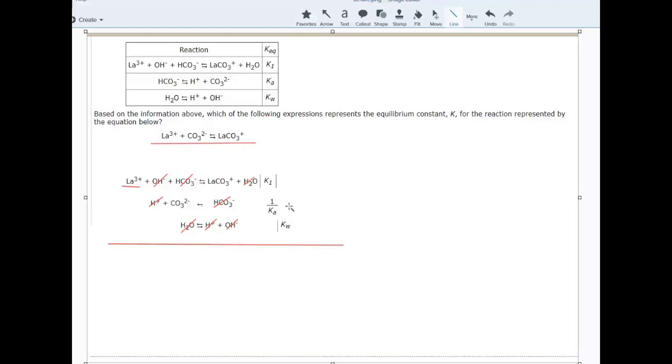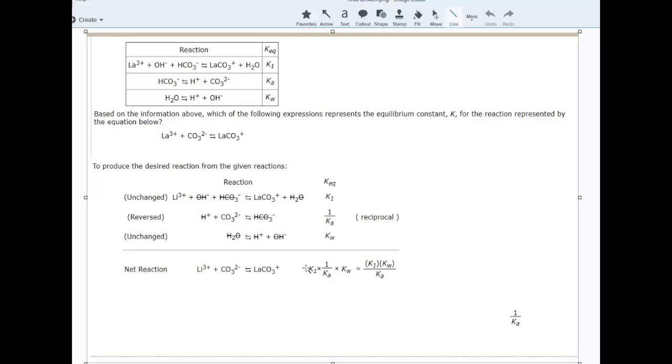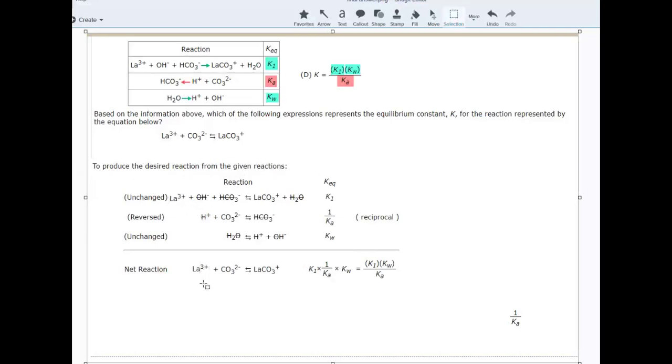Because these are equilibrium expressions, we're going to have to multiply them out. If this had been delta S, delta H, delta G, we would end up adding them. So let me show you the final result. Here it is, to produce the desired reaction from the given reactions. So I've got lanthanum in my net reaction. All these other characters cross out except for my carbonate, which I needed.